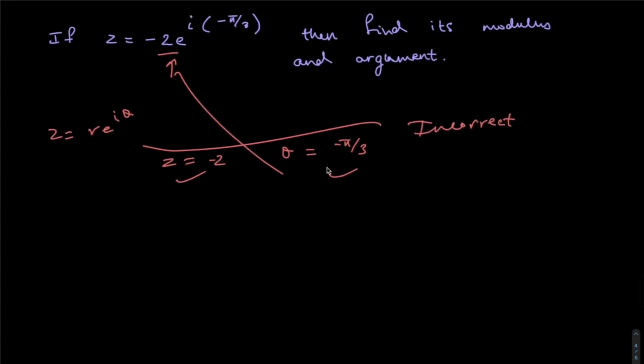This is why it's kind of an out of the box question, and I'll tell you why. What is our general form? Our general form, in the Euler form, is r e raised to the power i theta, where r is actually the modulus of z.